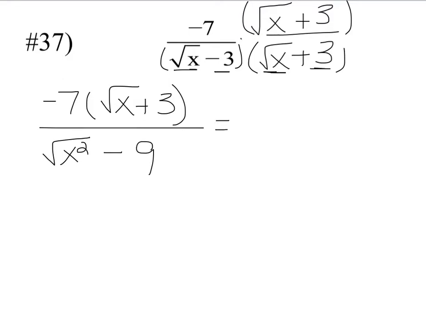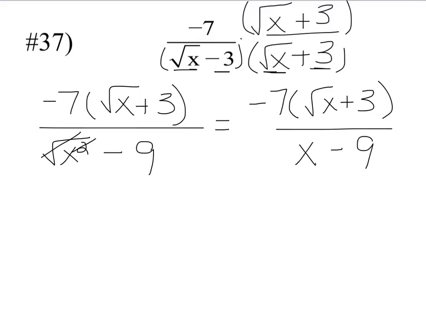Okay, so I'm going to clean this up. Negative 7 times the square root of x plus 3 all over, the squared and the square root cancel each other out, leaving you x minus 9. And that is as far as you can go.